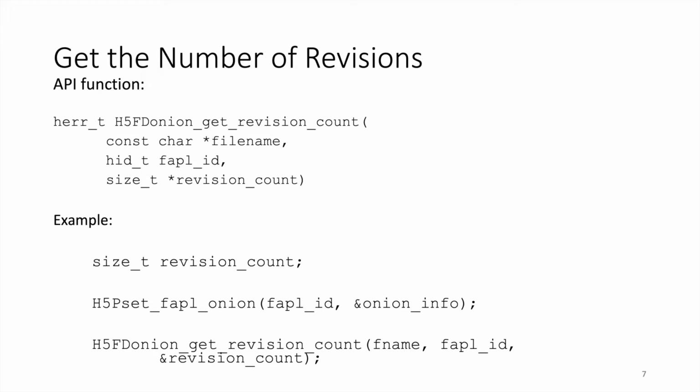The library also provides a new API function to query the number of revisions for an Onion file. A user does not need to open the file. Just use this function to find out the number of revisions.